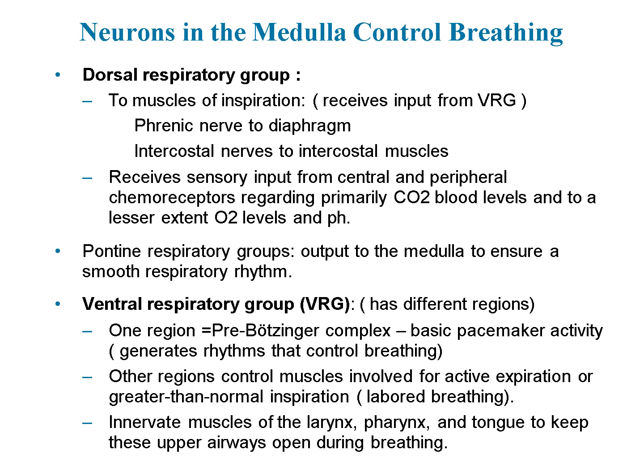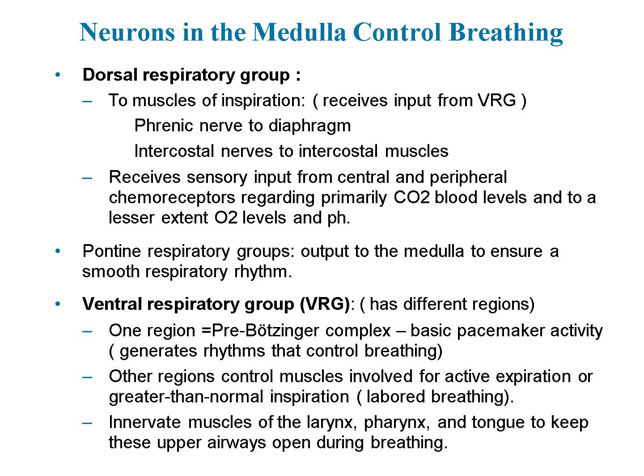These neurons are organized into different groups, each with specific roles in regulating respiration. The dorsal respiratory group primarily controls the muscles of inspiration. It receives input from the ventral respiratory group and sends signals through the phrenic nerve to the diaphragm and the intercostal nerves to the intercostal muscles. This group also processes sensory input from central and peripheral chemoreceptors, which monitor carbon dioxide levels in the blood as well as oxygen levels and pH to a lesser extent.